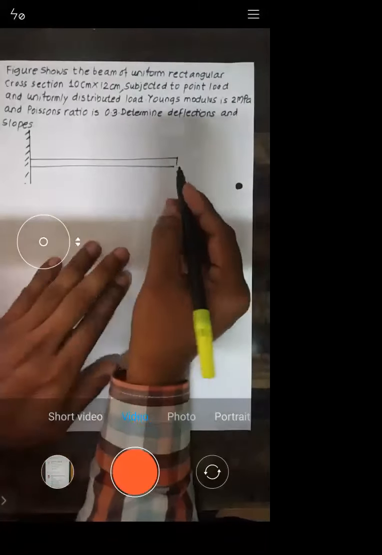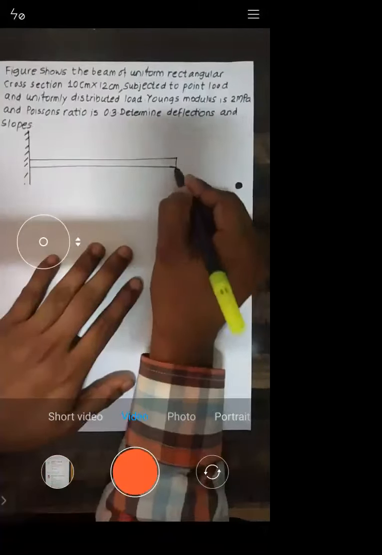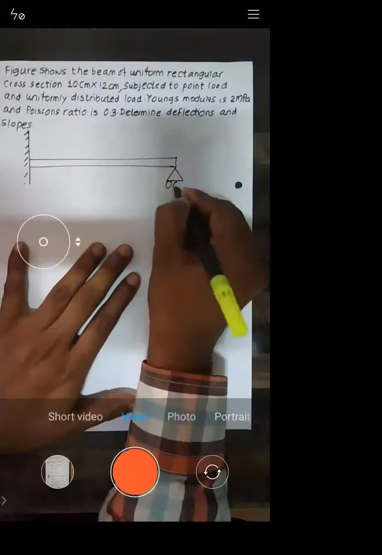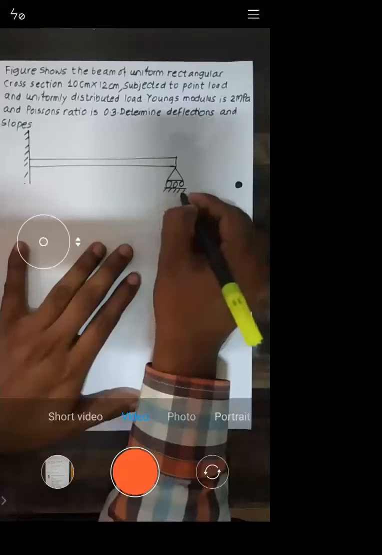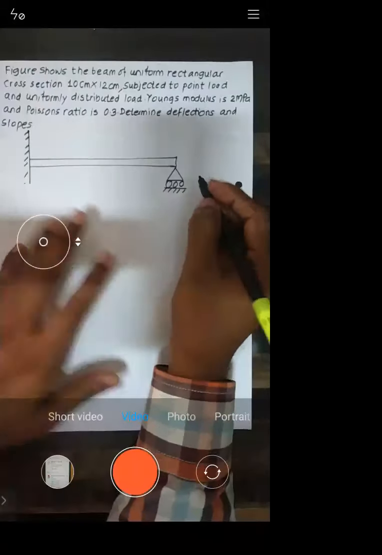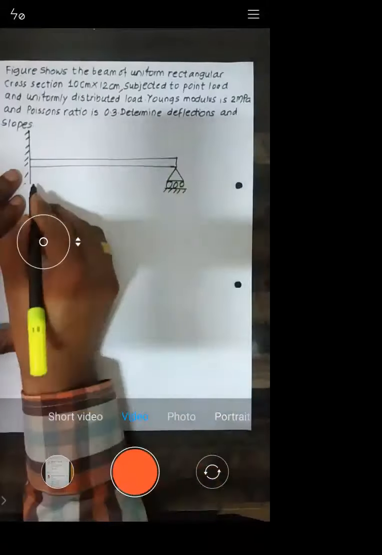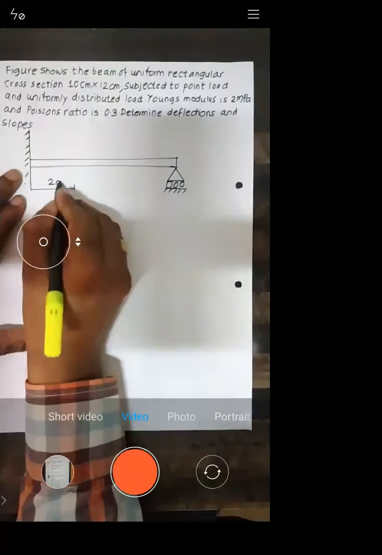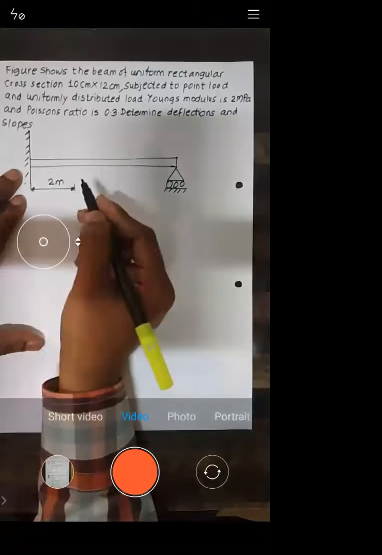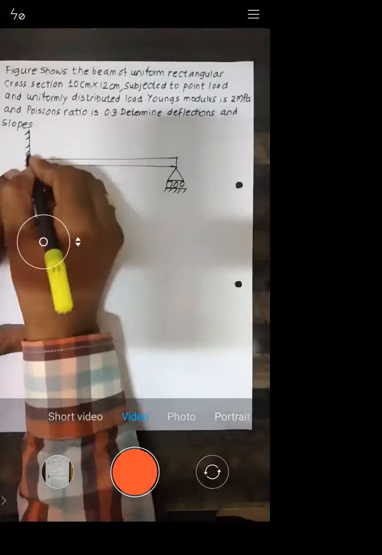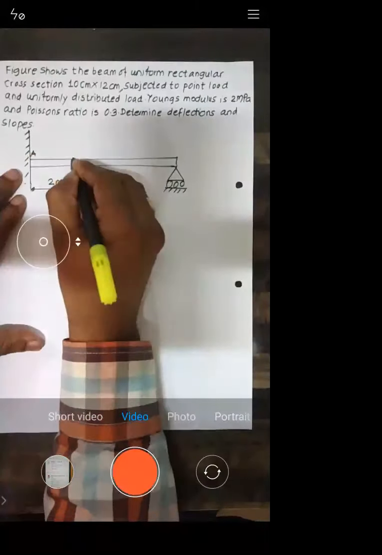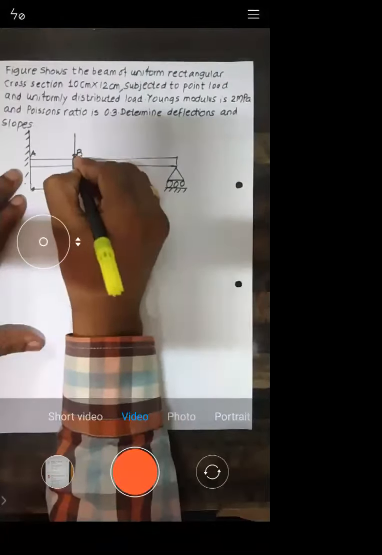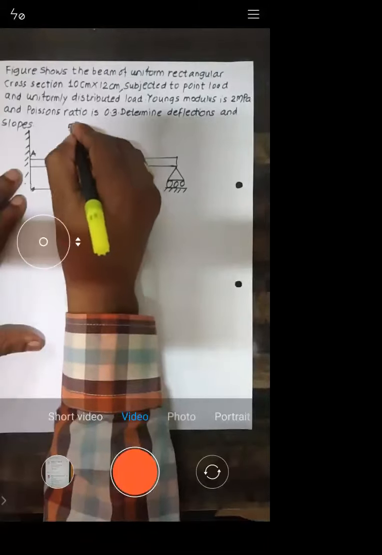Right. So at one end it is fixed. Okay, to another end we have the ruler. For an initial length of 2 meter, they are calling this A and B. This is A and this is B. At a distance of 2 meter, they're applying the load 50 kilonewton.